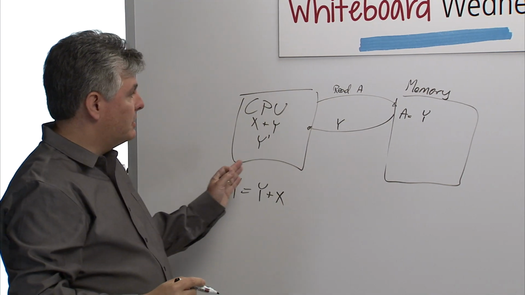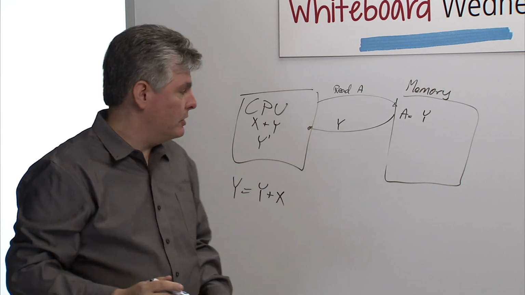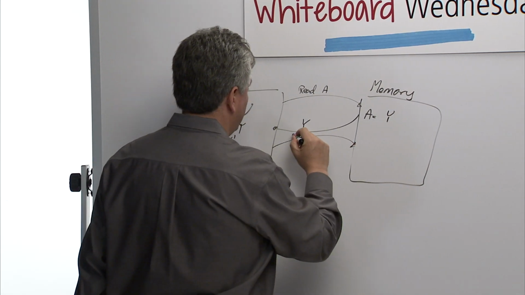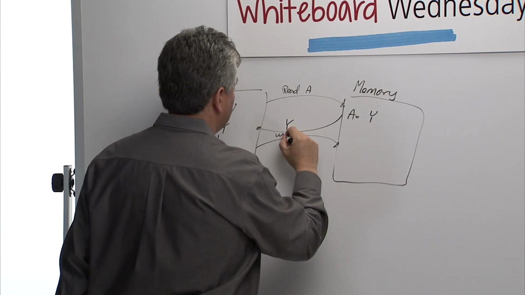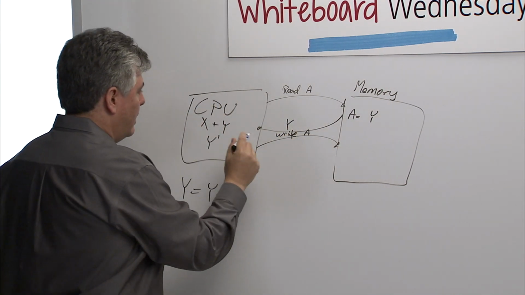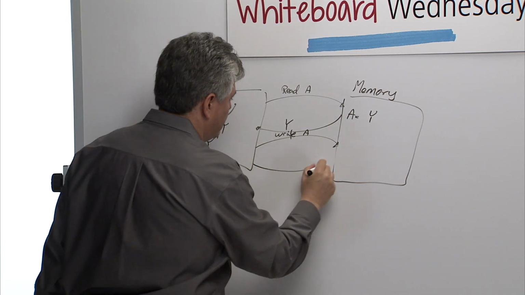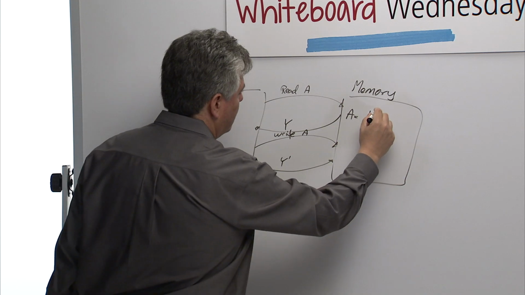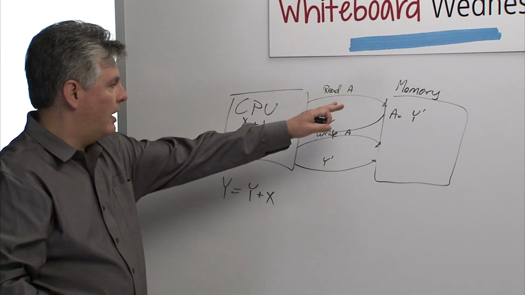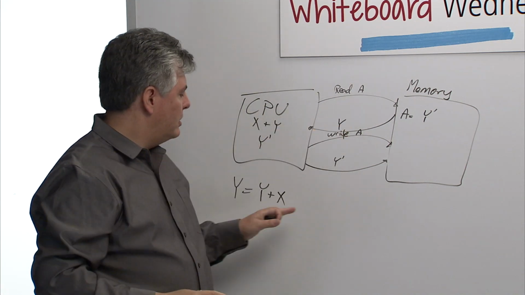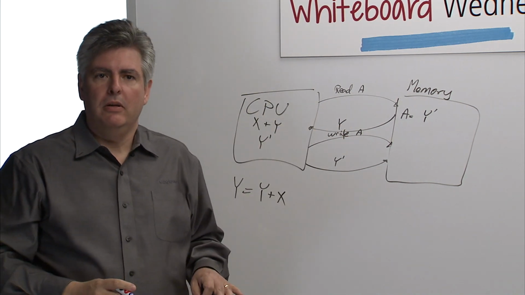And then I need to send it back into the memory. I need to put it back into its original location. So again, I need to send another transaction. I need to send a write transaction, which is write to address A. And then I need to send the data, which is the new value of y prime. And then I've updated my memory so that I now have y prime stored in memory. And that's a lot of operations to do a really simple function, right?